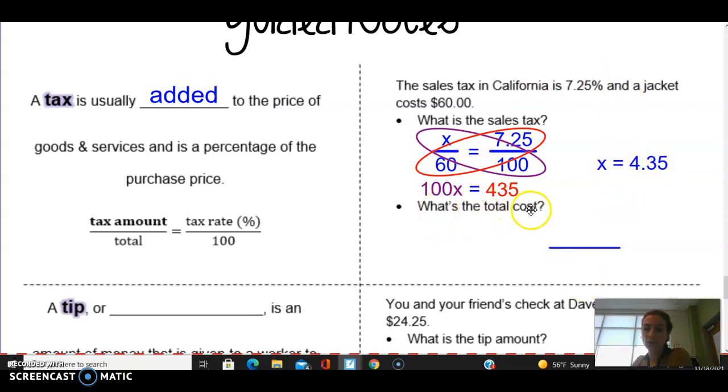If we were finding the total cost, we would then have to add that price to the price of the jacket. Our total would be $64.35.